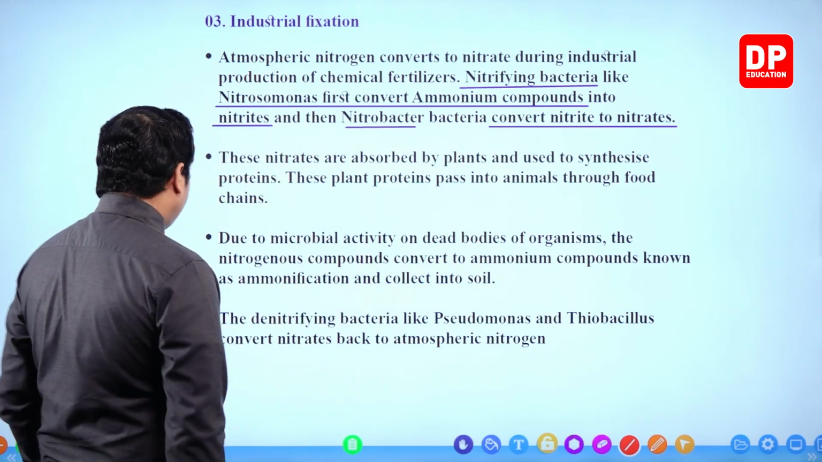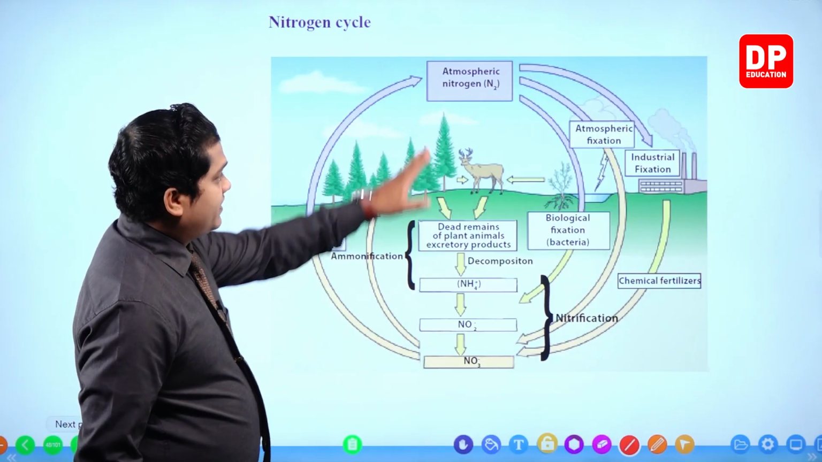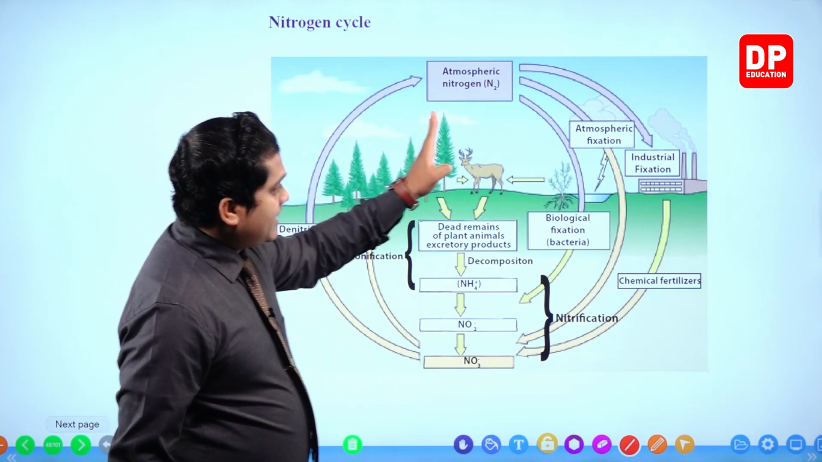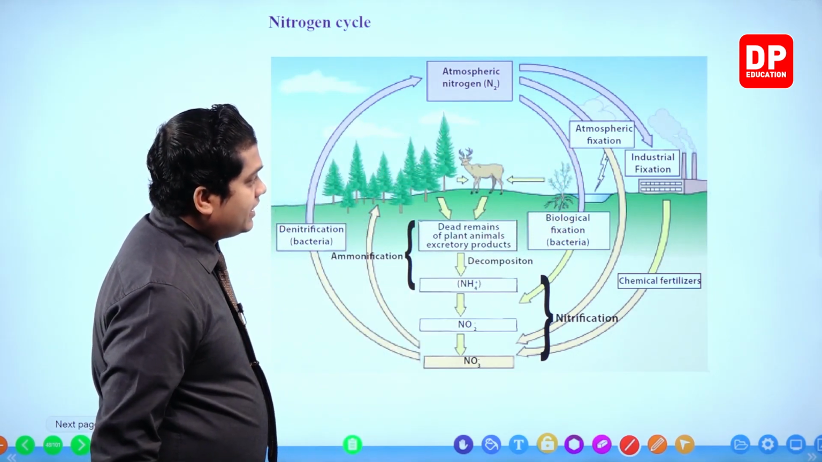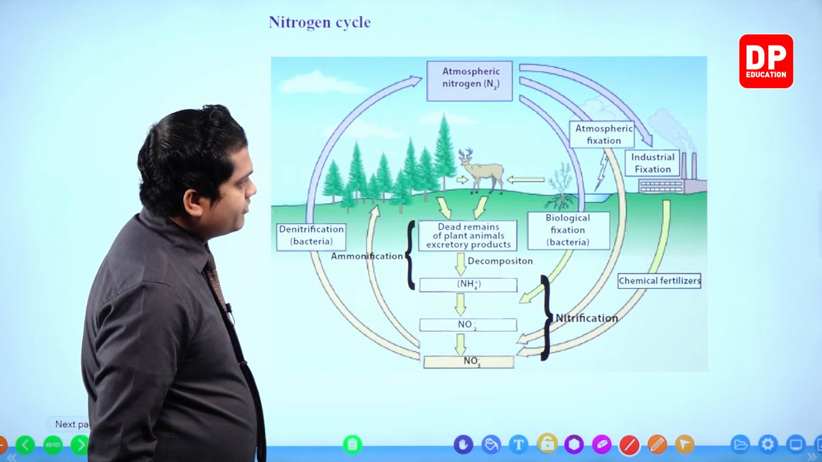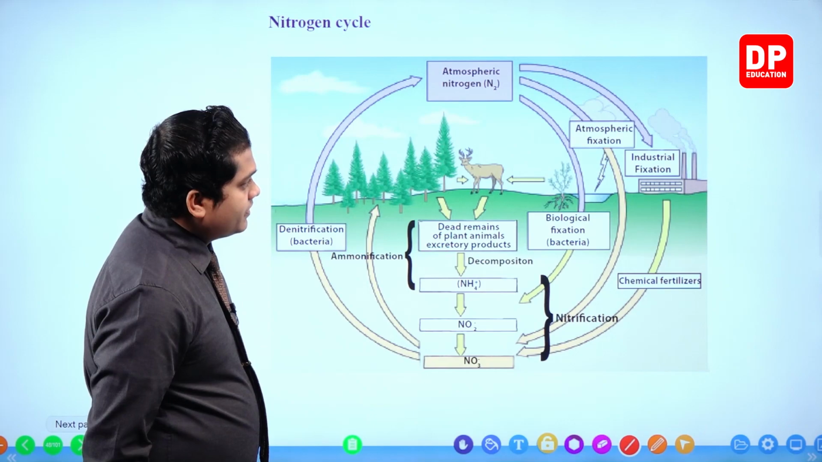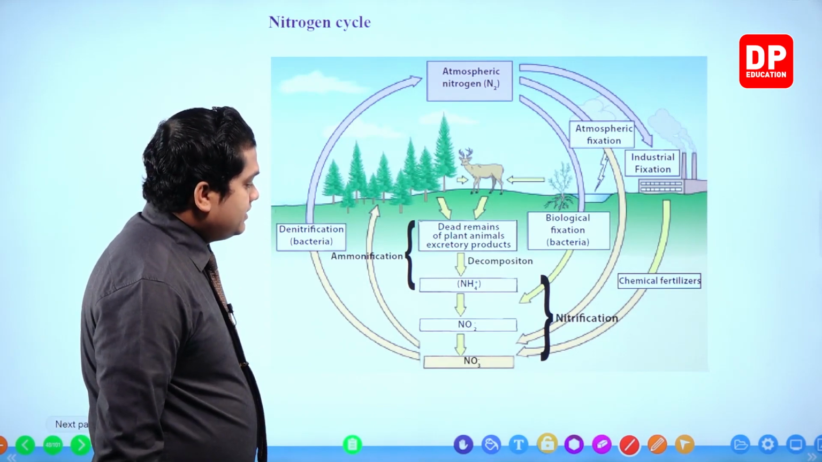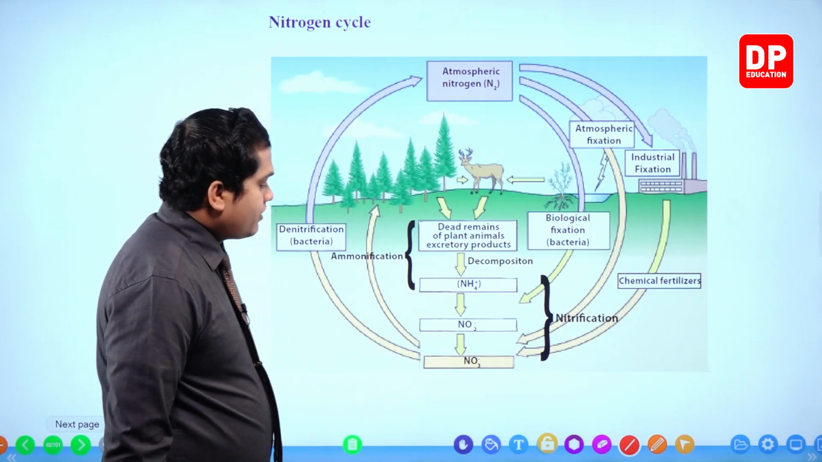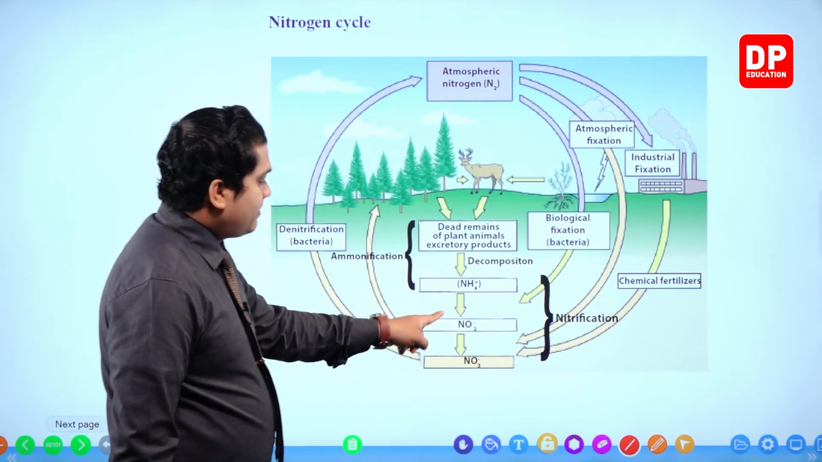Right then. You are given the diagram in order to show the nitrogen cycle. Atmospheric nitrogen, by atmospheric fixation, gets converted into different oxides of nitrogen. Then by industrial processes, my dear children, fertilizer is made, and this fertilizer gets converted into nitrate ions. Then this is the nitrite ion.